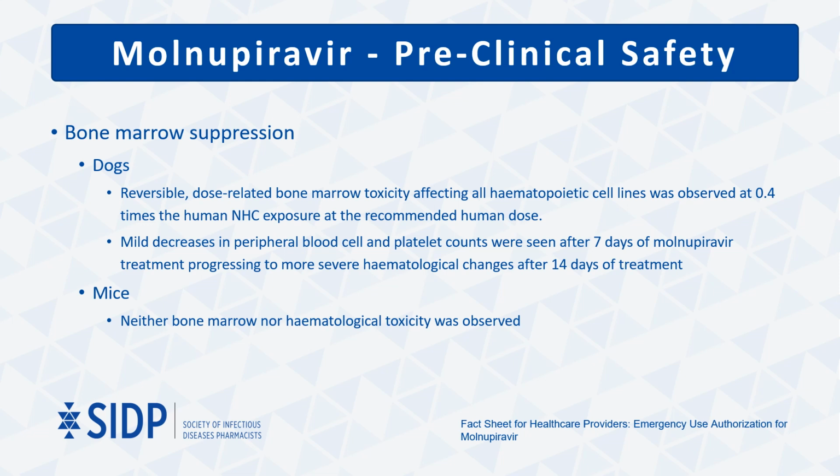There were mild decreases in blood cells and platelet counts after 7 days of Molnupiravir, and there were more severe hematological changes after 14 days of treatment in the canine models. Neither bone marrow nor hematological toxicity was noted in murine models.